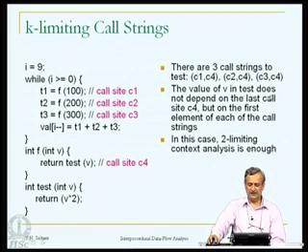So, the value of v in test does not depend on the last call C4. This is the last call. In the previous case we did not have f, so it depended on just the last call. Now, there is C4 as well, but it depends on one call before that, that is C3 or C2 or C1. So, in this case 2 limiting context analysis is enough, but 1 limiting context analysis is not enough to determine the accurate result.